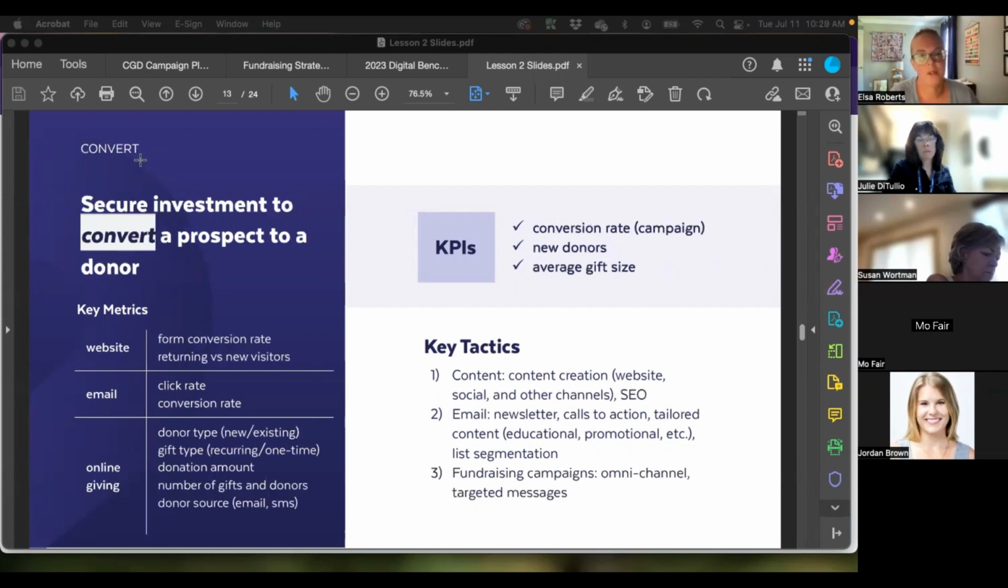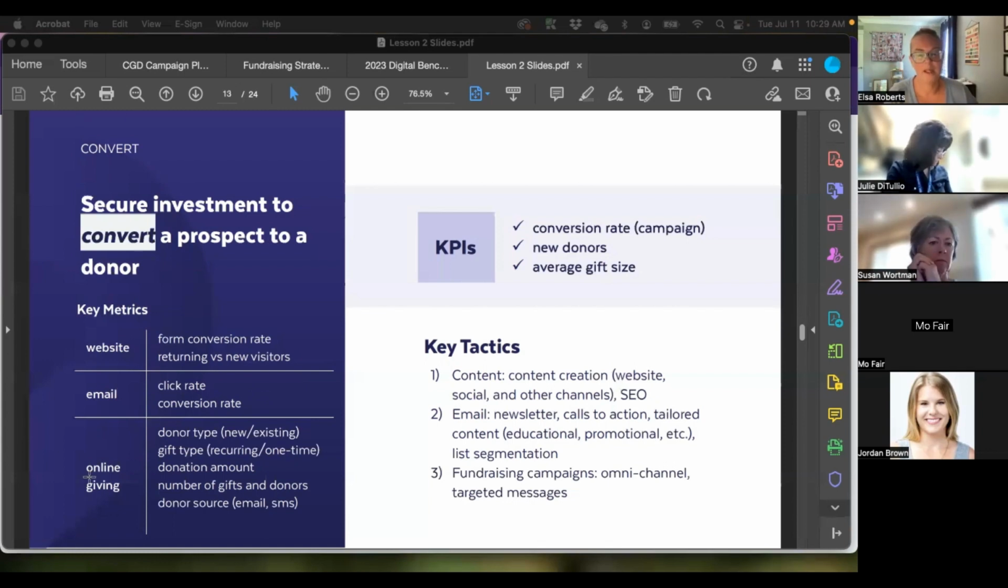For the convert point along the pathway, you're going to want to think about things like for email, click rate and conversion rate. So that would be like if someone clicks on a link and then completes an action, like let's say you send an email out and you want someone to sign up for an event and they do. Your conversion rate would be the number of people who clicked versus those who completed the whole action and actually signed up.